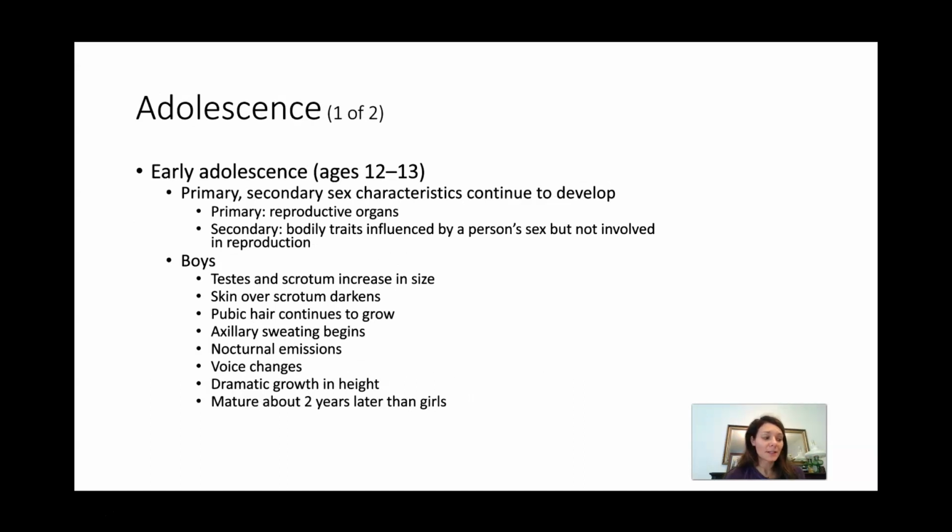And then we fall into early adolescence. So ages 12 to 13, you start to see primary and secondary sex characteristics continue to develop. Primary characteristics are defined as your reproductive organs, and secondary characteristics are bodily traits that are influenced by a person's sex, but they're not involved in reproduction. So breast tissue, pubic hair, that kind of thing.